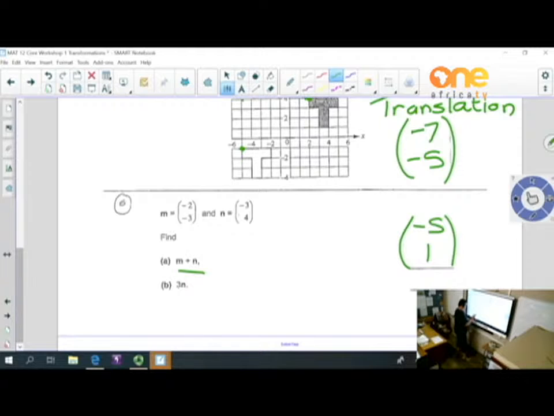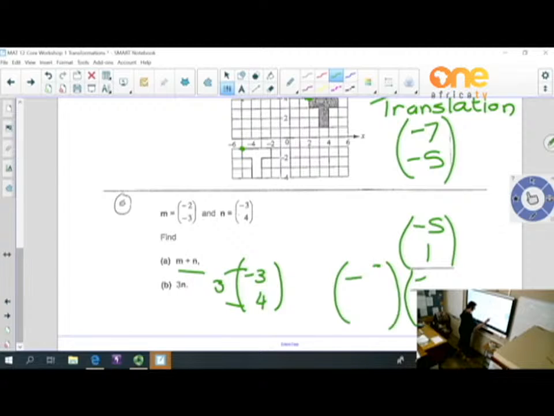The second one, 3n, means I'm going to multiply each one in the bracket by 3. Remember, never ever put a line there like a fraction. It's not a fraction. So let's rewrite it here: -9, 12. That is then the column vector for that one.